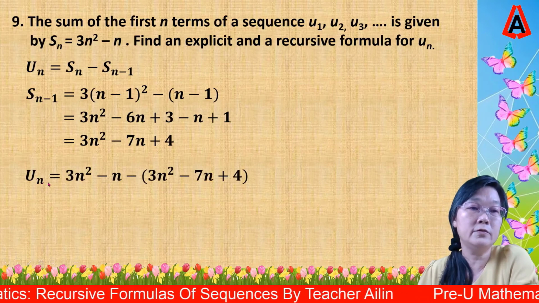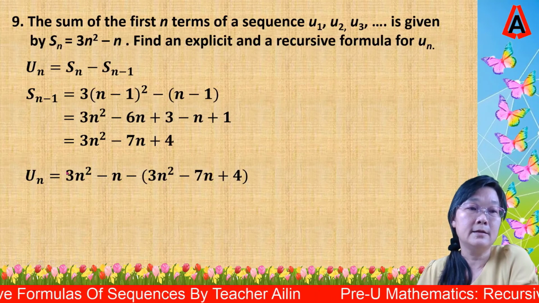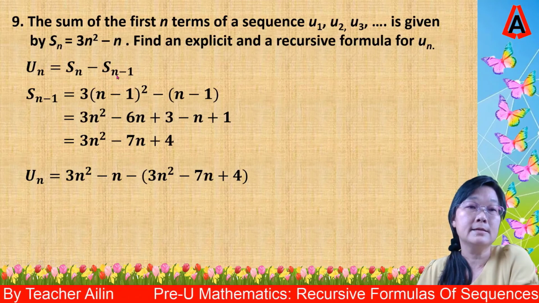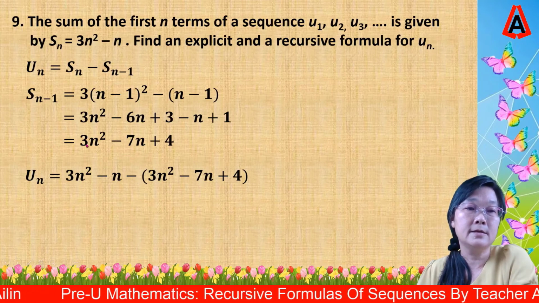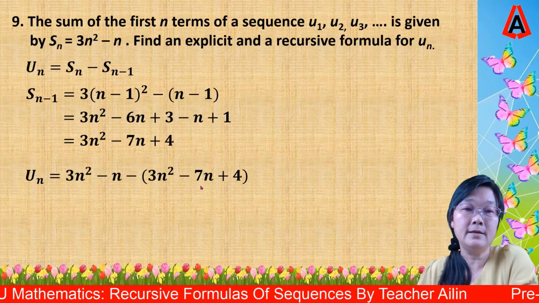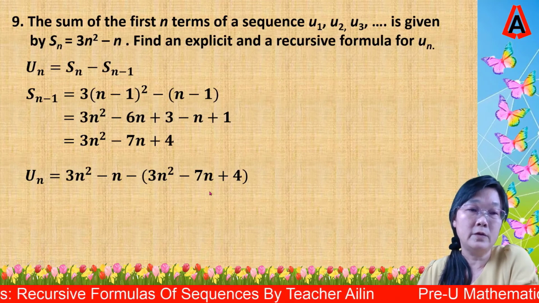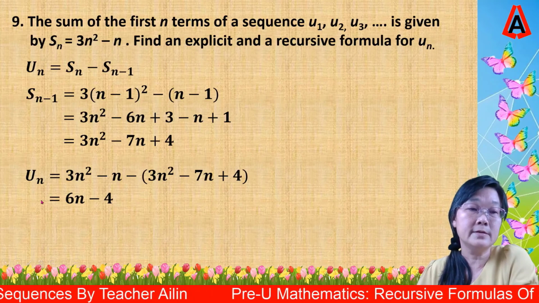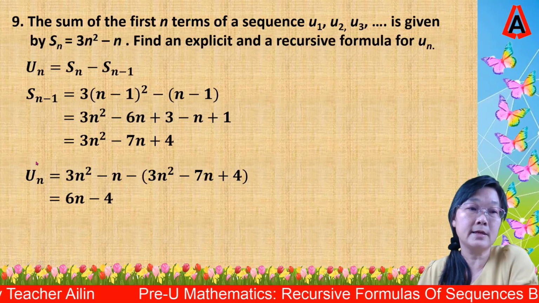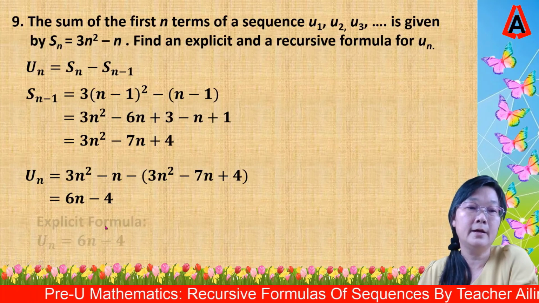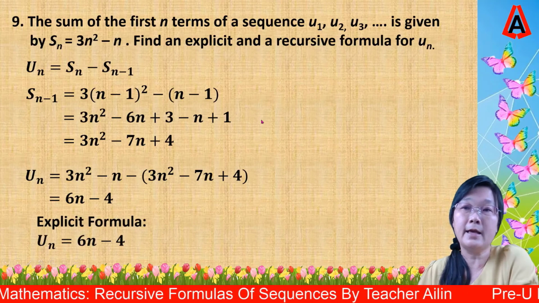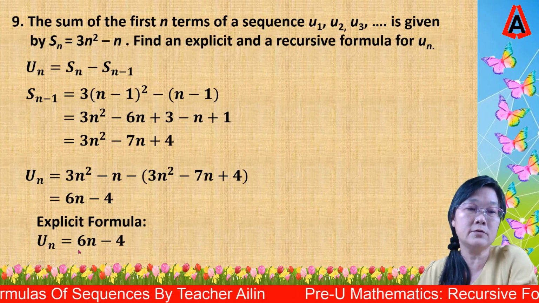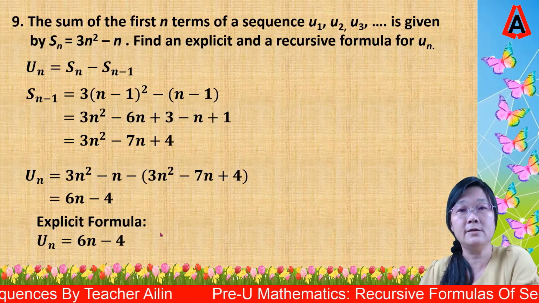Therefore, u_n is S_n, 3n power 2 minus n, minus S_(n-1), that is 3n power 2 minus 7n plus 4. When we simplify, we will get 6n minus 4. So 6n minus 4 is the explicit formula. The question asks for u_n, so u_n is equal to 6n minus 4.